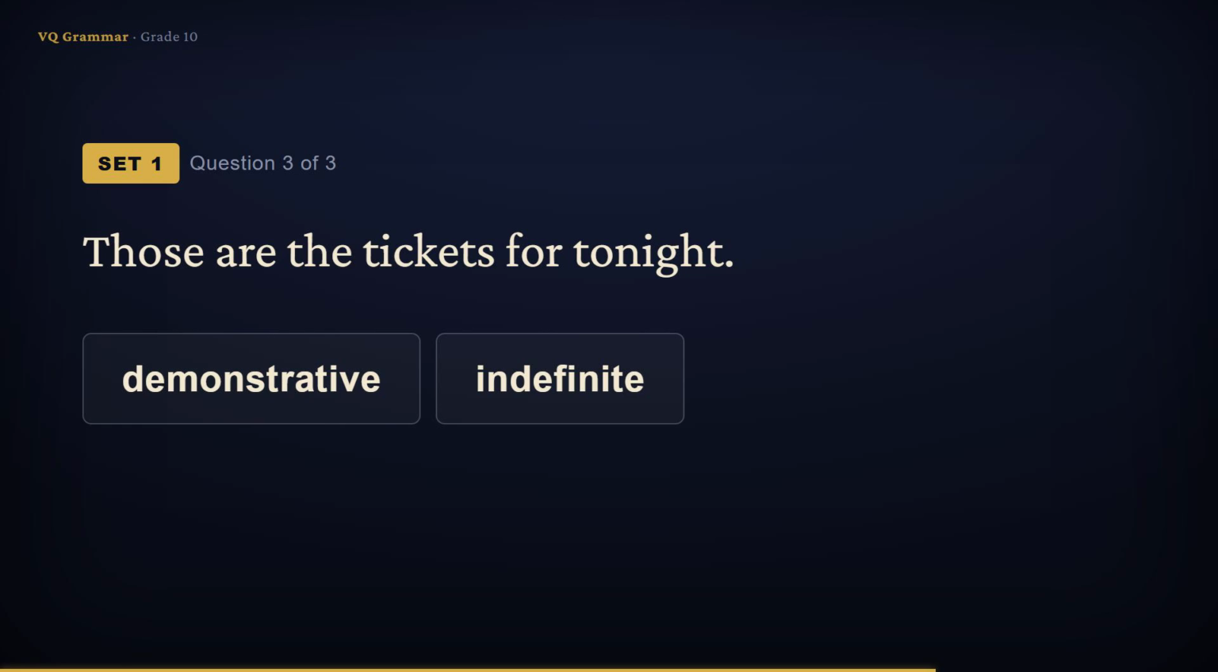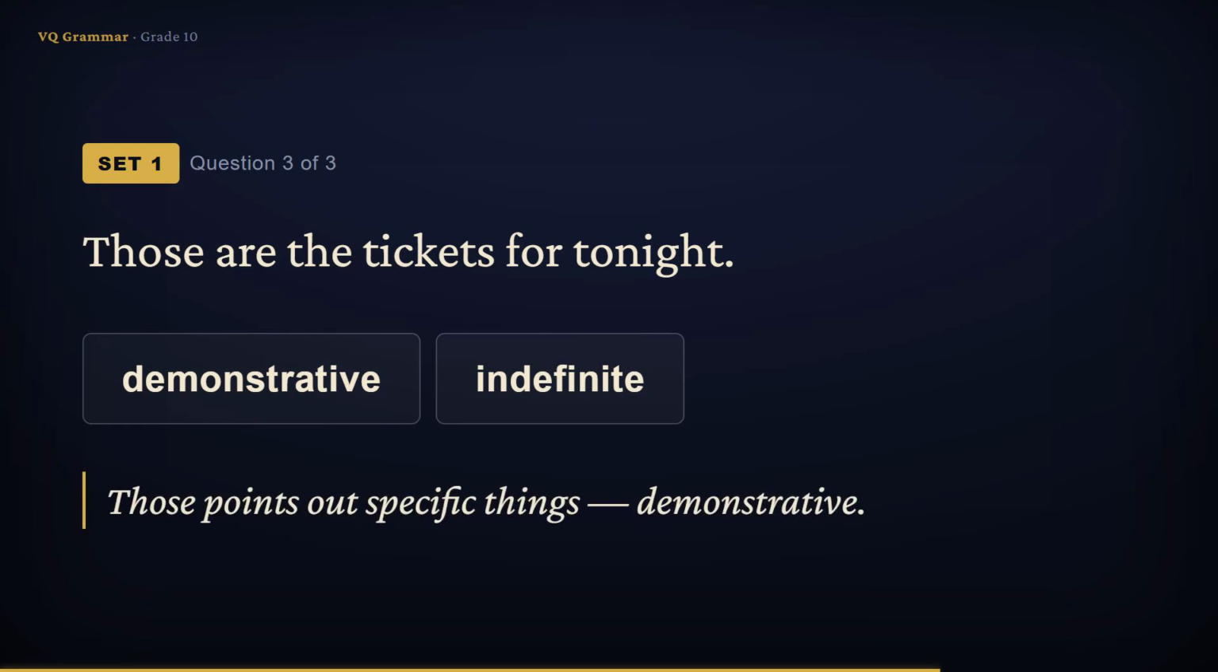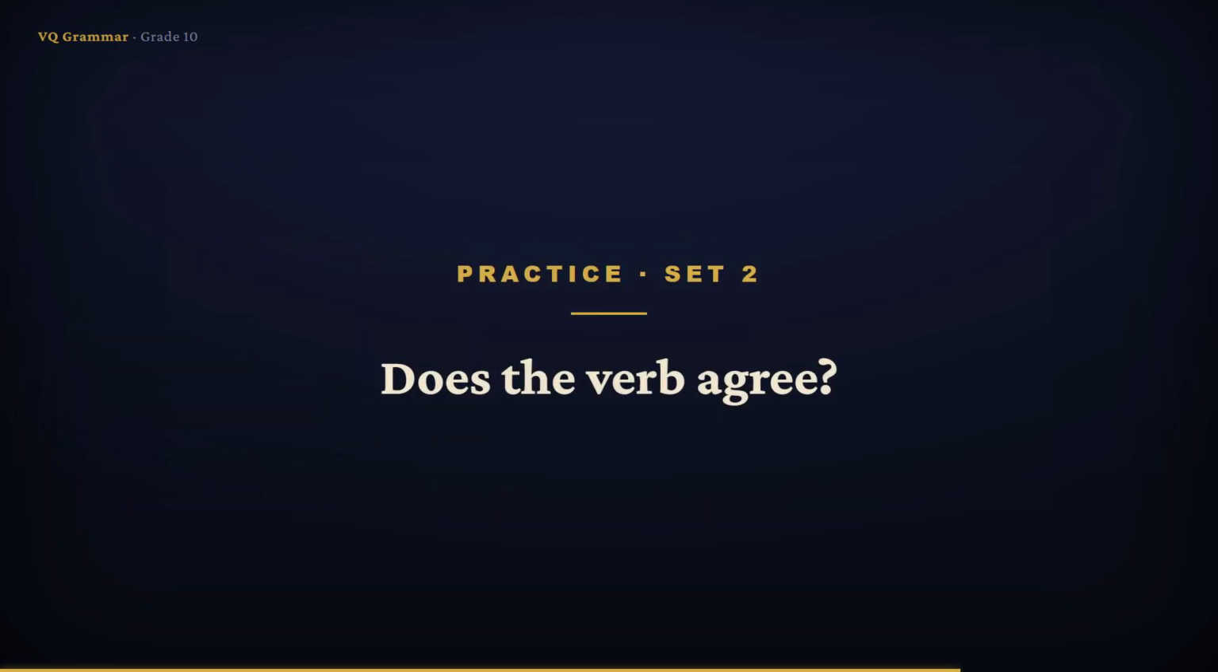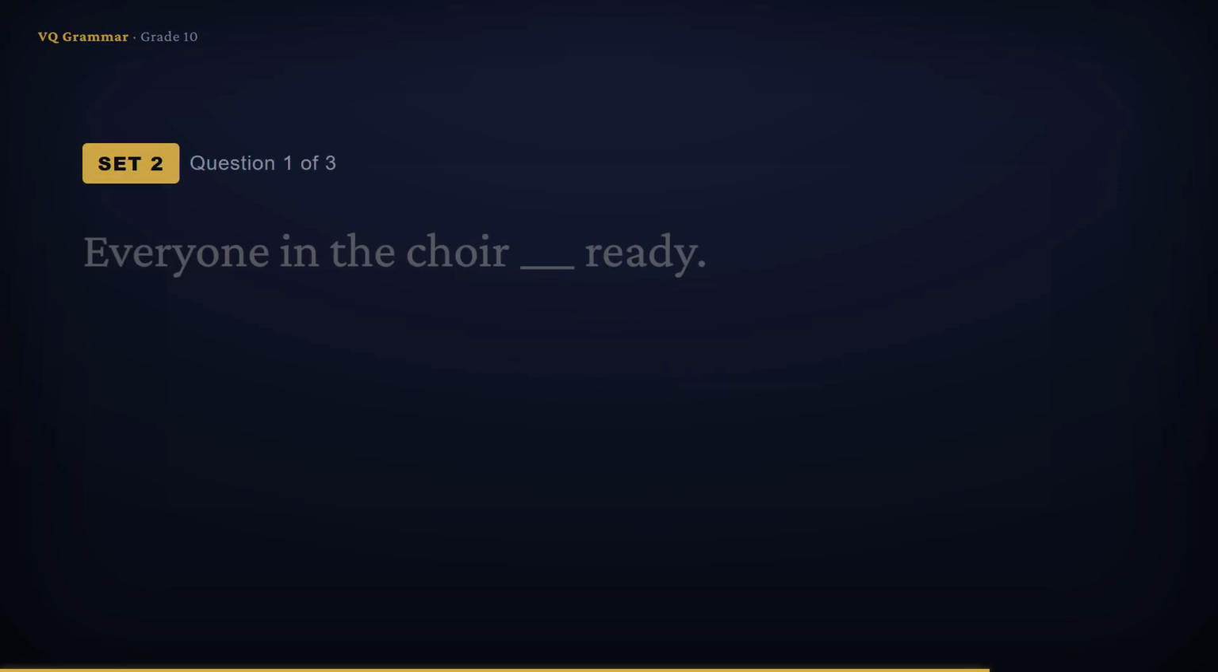Those are the tickets for tonight. The word those is pointing to specific things. Those particular tickets over there. So this one is demonstrative. Now each sentence uses an indefinite pronoun as its subject. Decide whether that pronoun is singular or plural, so you know which verb agrees. Pause and try each before I answer.